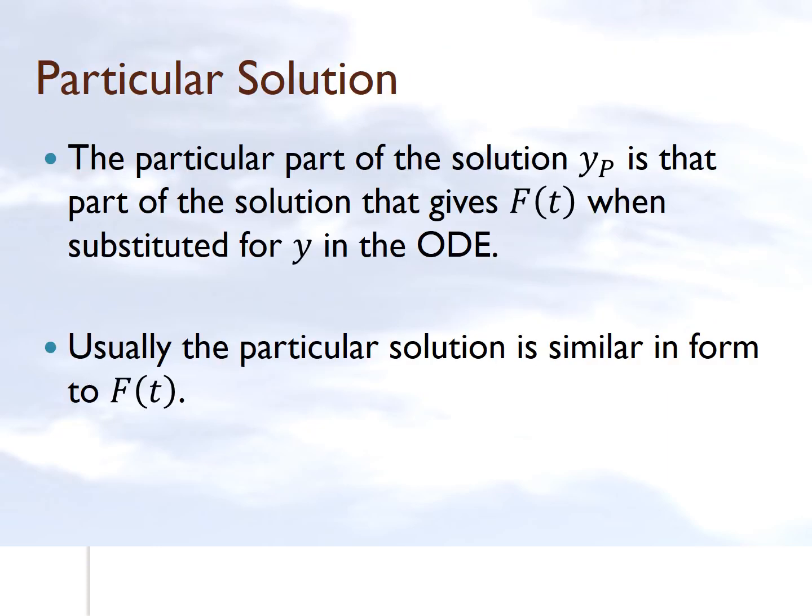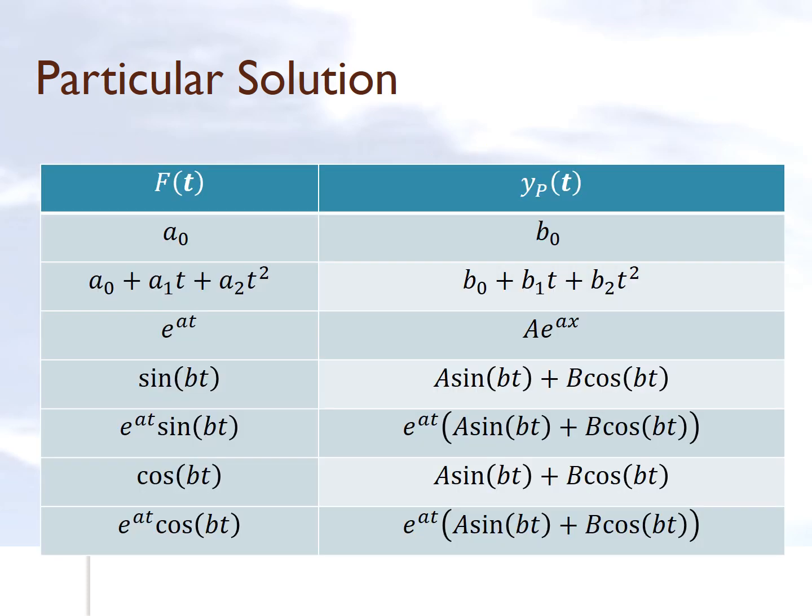The second part of the solution is the particular solution. The particular solution is the solution that makes the differential equation give us the right-hand side, which is equal to f(t). Similar to first-order ODEs, we usually have the particular solution in a similar form to f of t. So we have the same table from last time. Given the nature of f(t), we can hypothesize a possible solution for the particular solution.